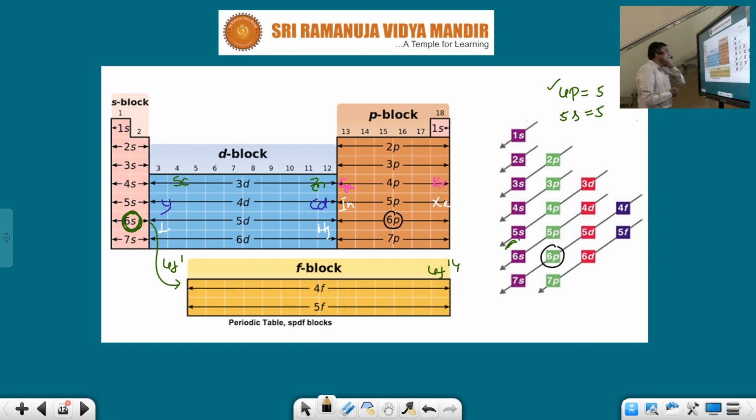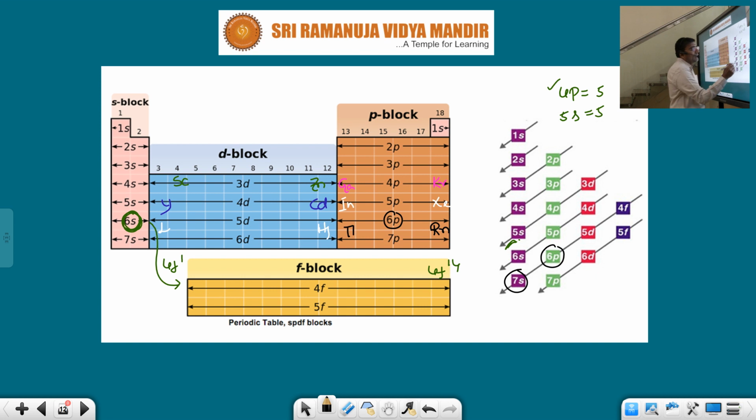So students, what are the 6p elements? Thallium to radon. Next, 7s. What are the 7s elements? Francium and radium. After cesium, what is coming? Francium and radium. Radium is 88. Now, very good.